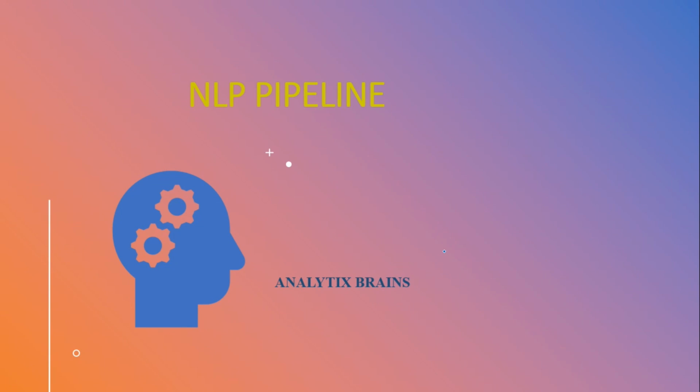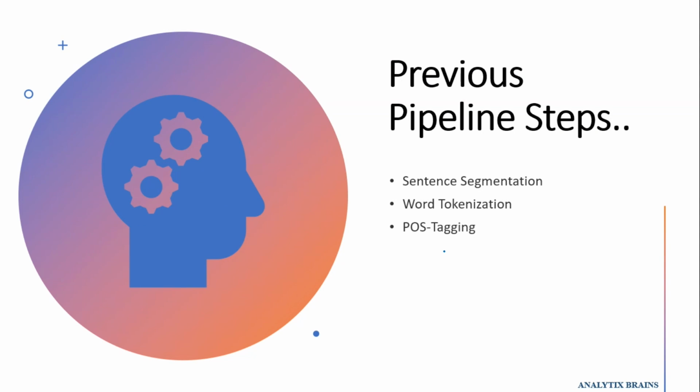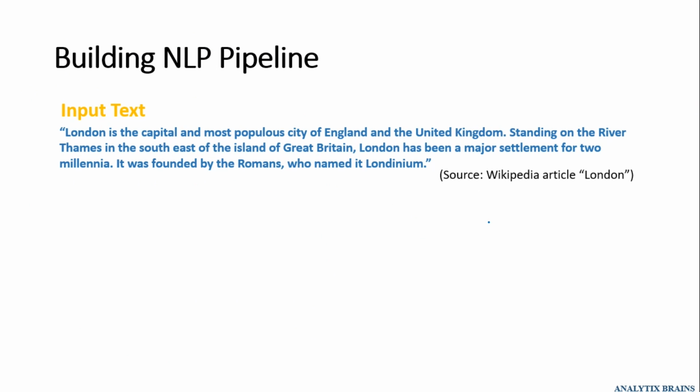In this video, I will be discussing more upon the different stages of the NLP pipeline. In the earlier video, we had seen stages like sentence segmentation, splitting the paragraph into sentences, and splitting each sentence into words or tokens. And then we did the POS tagging, that is part of speech tagging, on each token or word. So let's continue building the NLP pipeline.